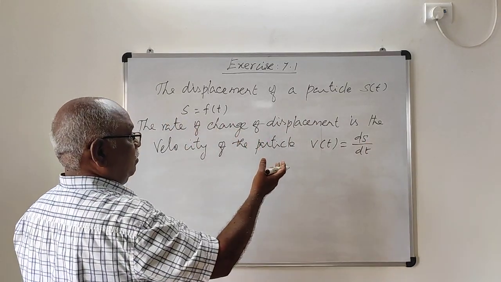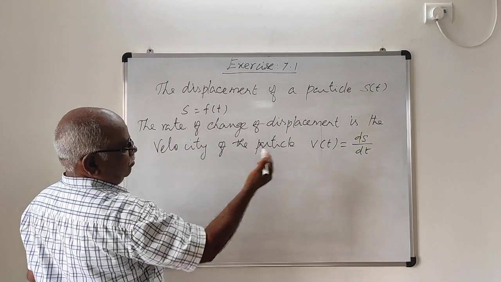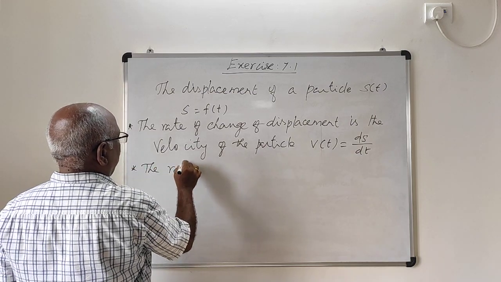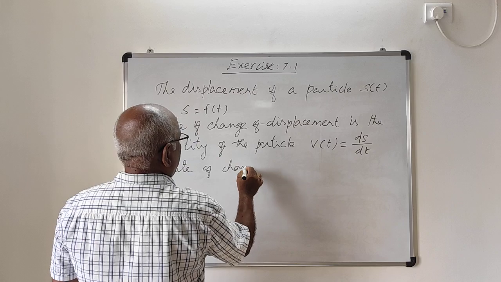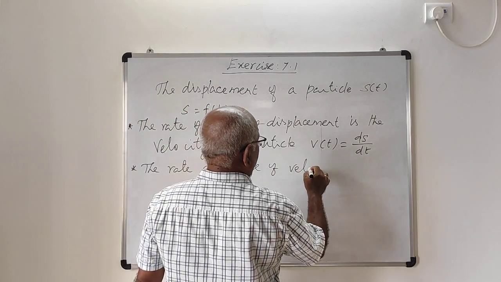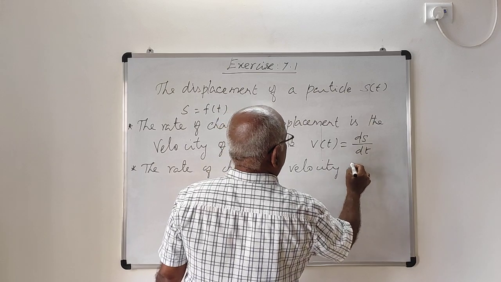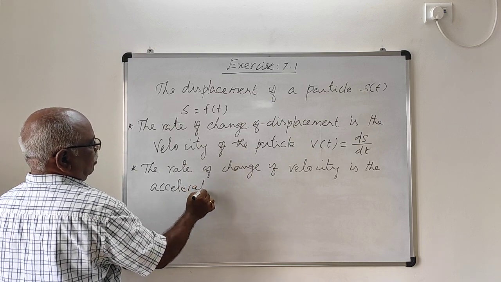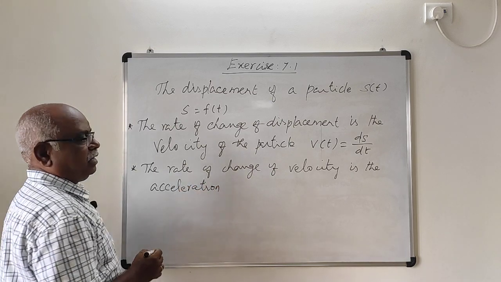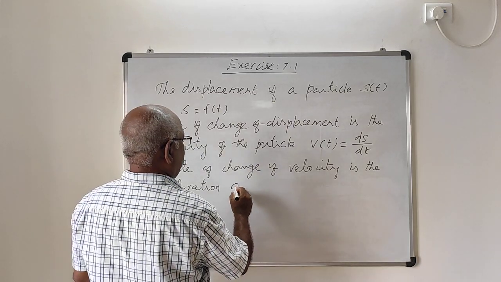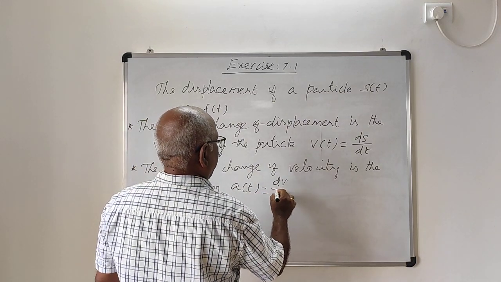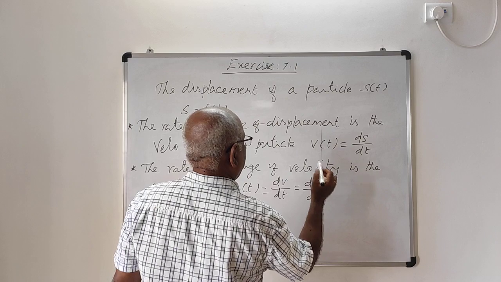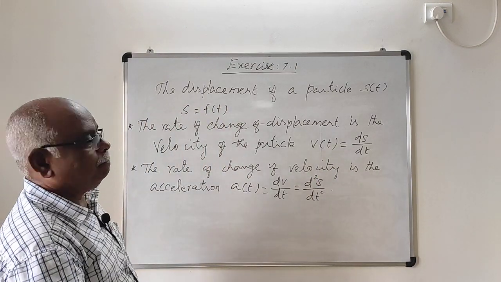Similarly, the rate of change of velocity is the acceleration of the particle. That is, a of t equals dv by dt, or otherwise it is the double derivative of s, d square s by dt square. The double derivative of the displacement is otherwise called acceleration.